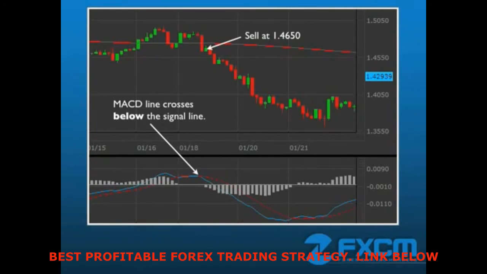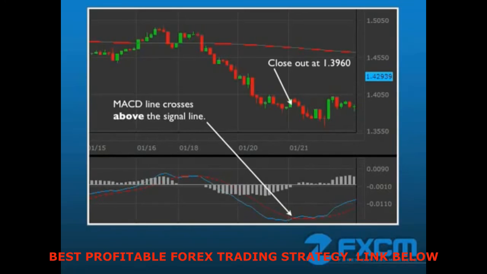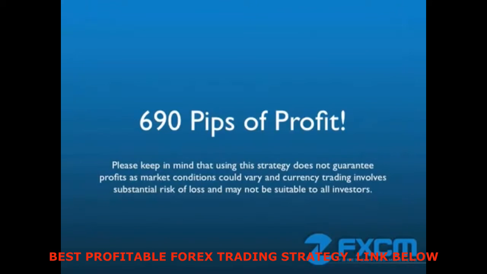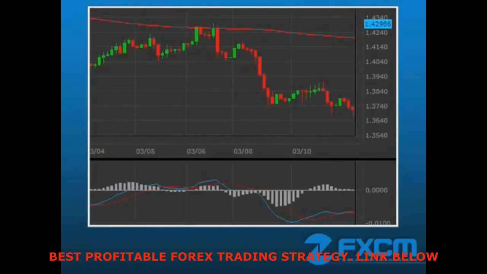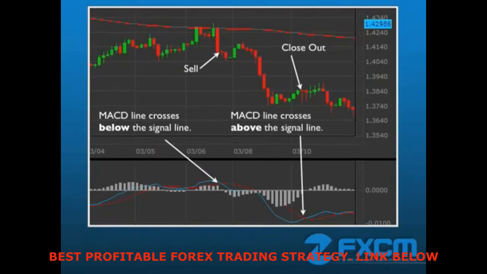Now moving forward, things are looking pretty good, and right here, the MACD line crosses back above the signal line. We can close out our trade here at about 1.3960 and take a profit of about 690 pips. Okay, here's another one. We can sell here at this cross and wait for this cross to get us out of the trade. Once again, a nice trade with a profit of about 280 pips.